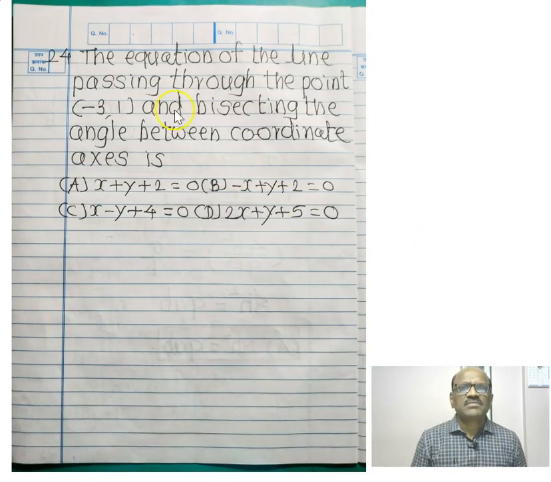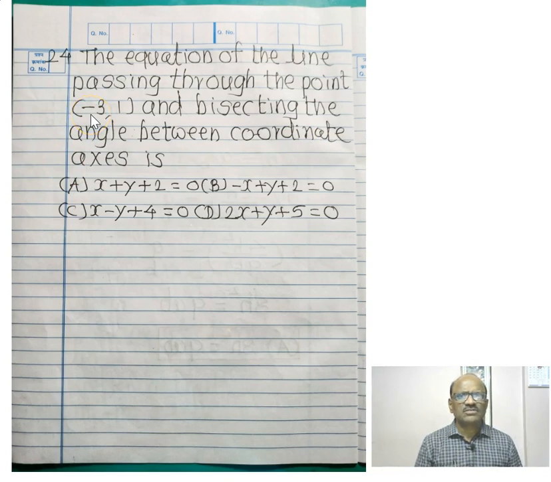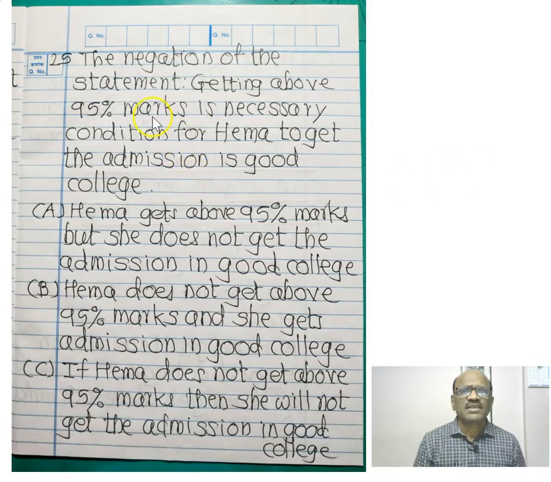Next question. The equation of the line passing through the point minus 3, 1 and bisecting the angle between the coordinate axes. Now, this line passes through the point minus 3, 1, and it bisects the angle between the coordinate axes. As it bisects, the x and y coordinates must be the same, therefore this problem is wrong in the question paper. Now we'll see the next question.